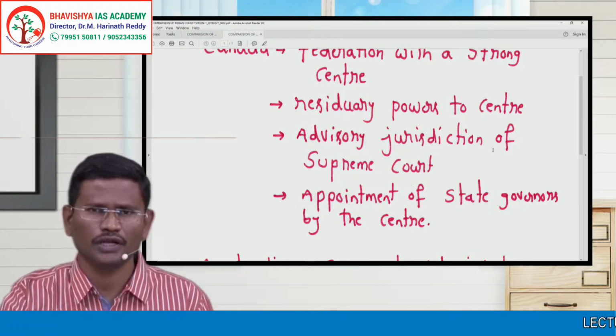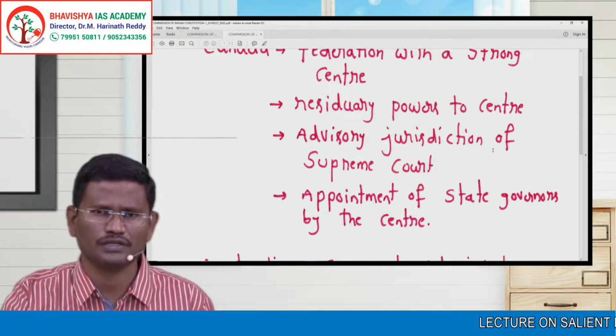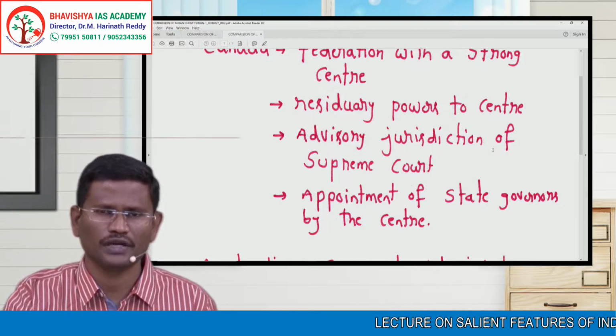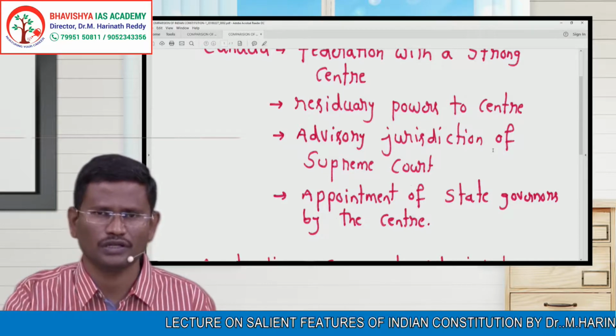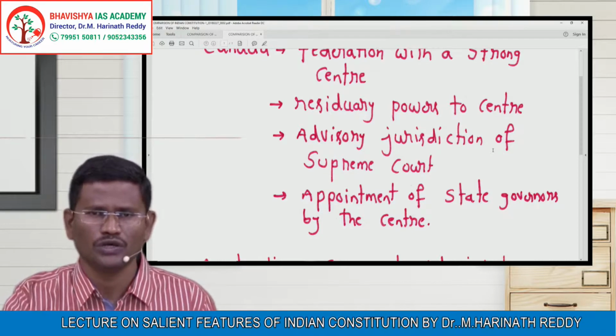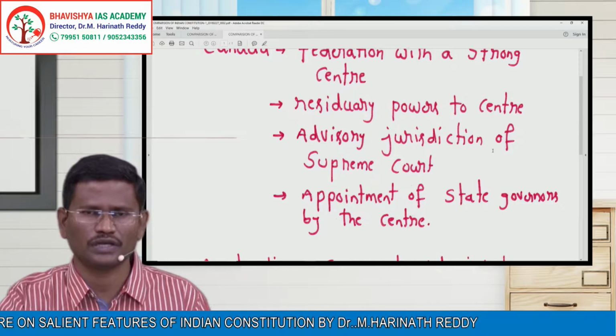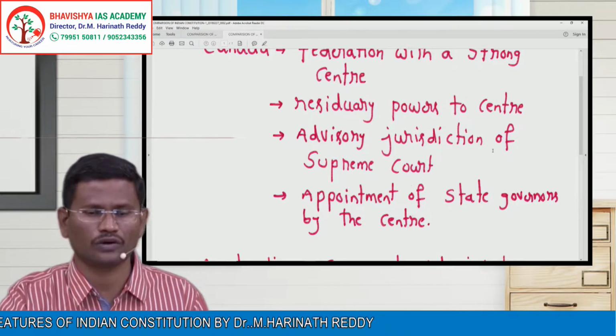Then, in India, the governors are appointed by the central government. The President of India, on the advice of the union government, will appoint the governors, and he is also the removal authority. So, such appointment of governors by the central government is borrowed from the Canadian Constitution.